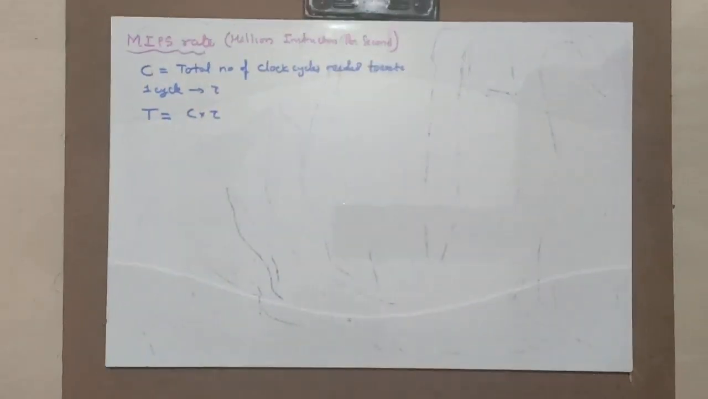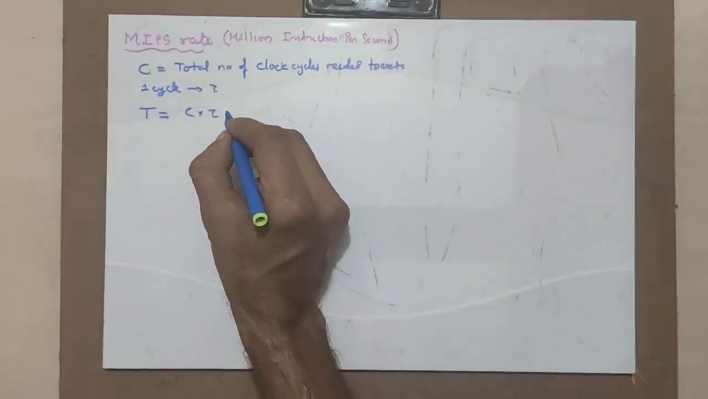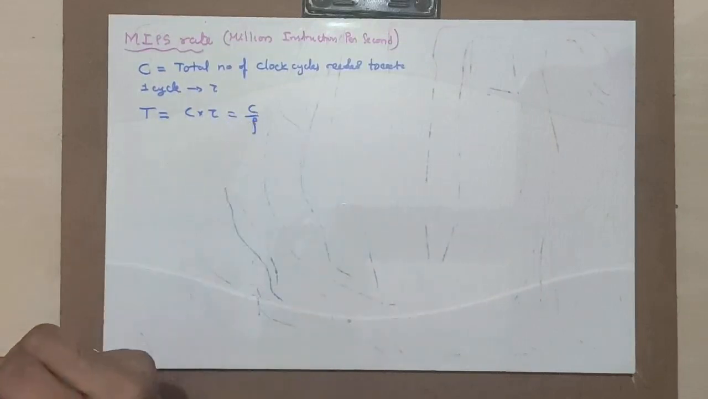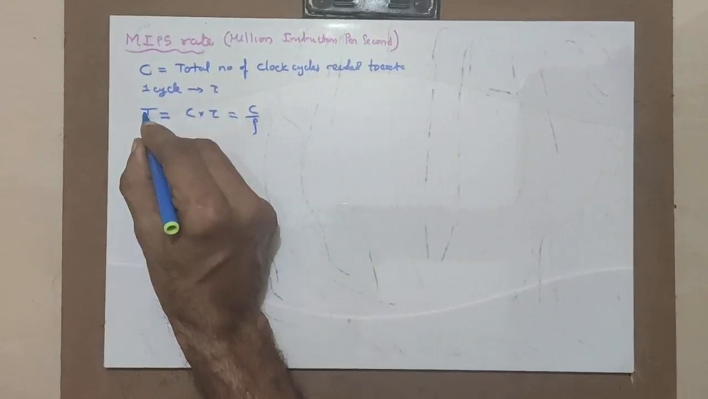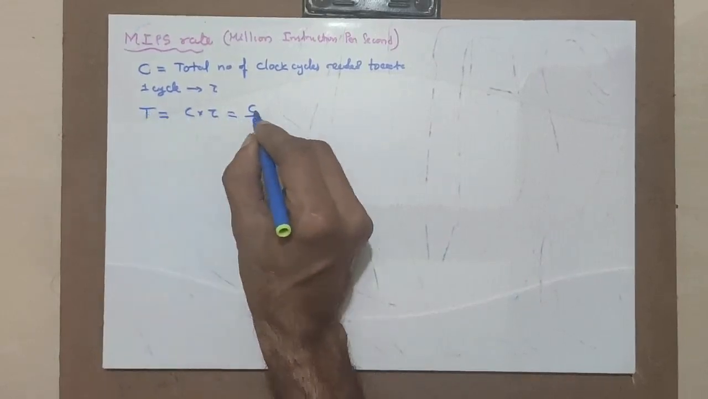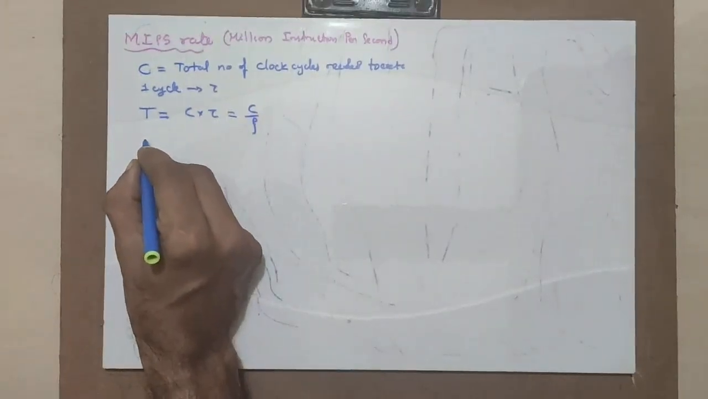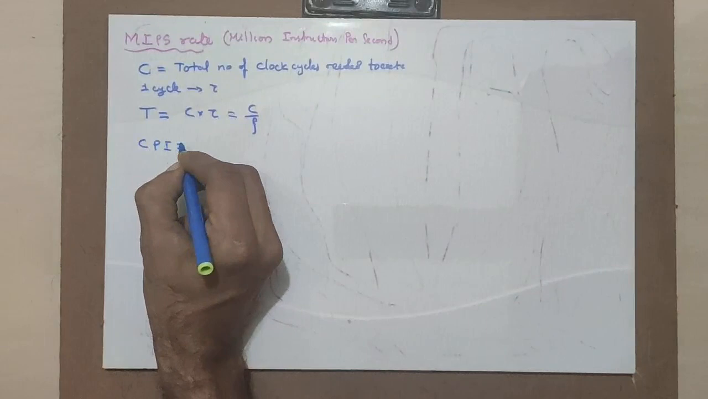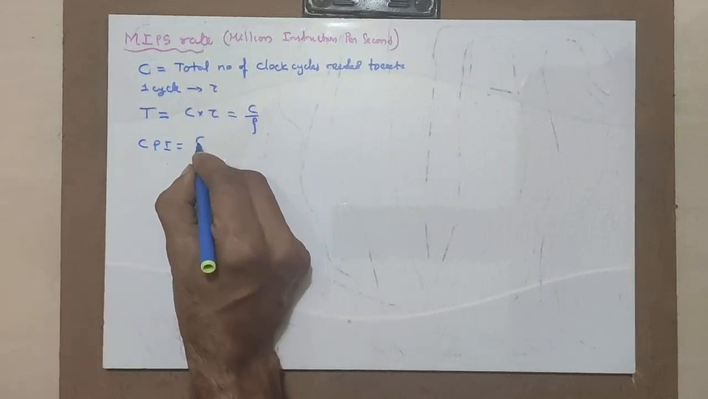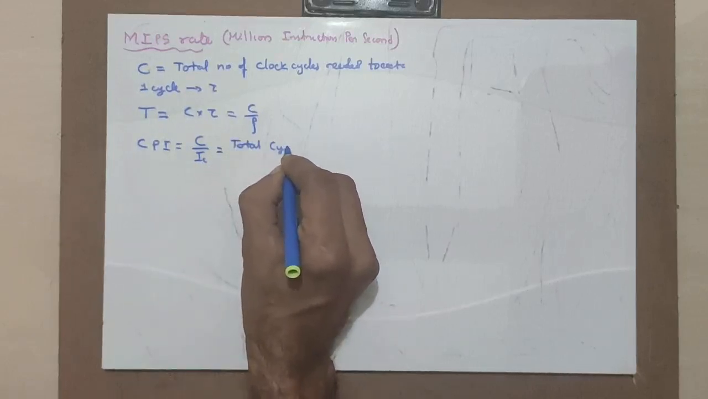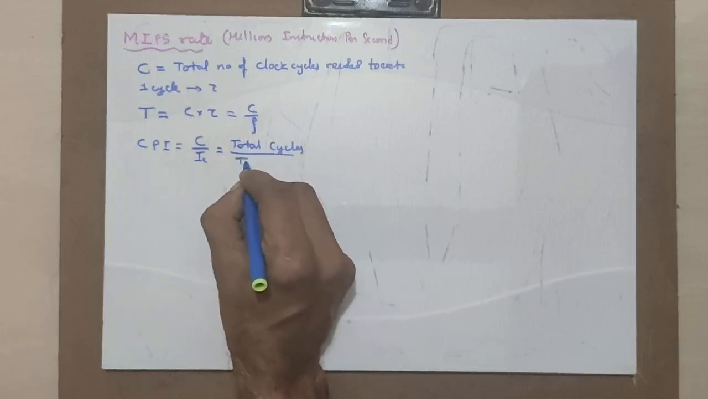C multiplied by tau. This can also be given by C by F, because tau is 1 by F. Hence, the total processor time T is given by C by F or C into tau. Now, cycles per instruction, you know, is given by total number of cycles divided by total number of instructions, that is, total cycles divided by total instructions.